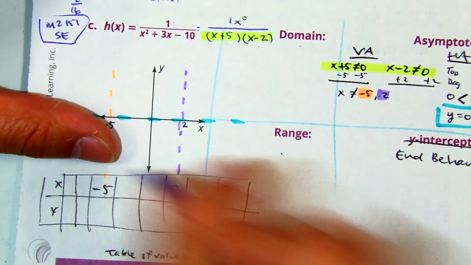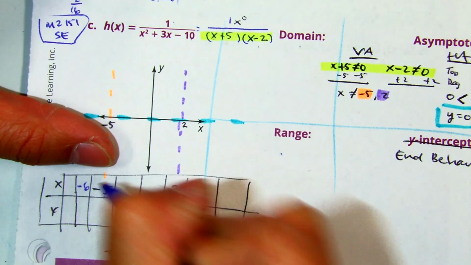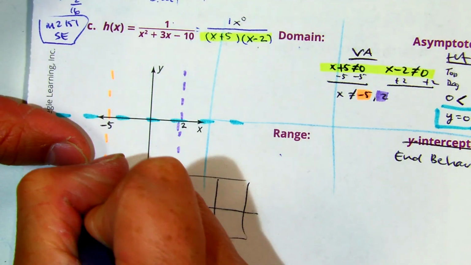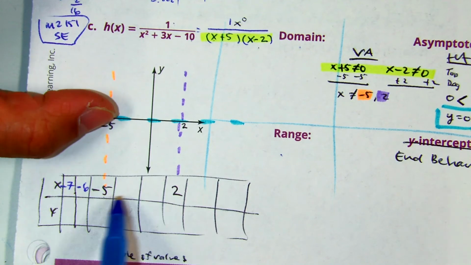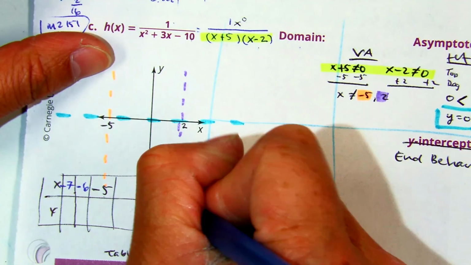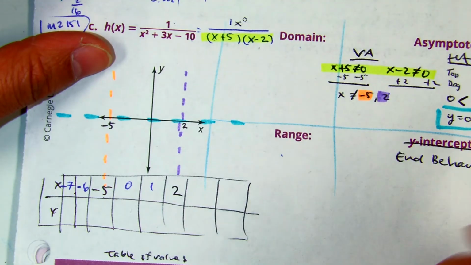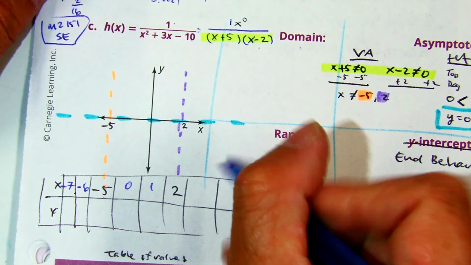Class, what numbers? Negative 6. Negative 7. Pick good numbers. Pick numbers between negative 5 and 2. 1 and 0. Those are good numbers. Always pick 0. It's super easy. And then two numbers to the right. 3 and 4.